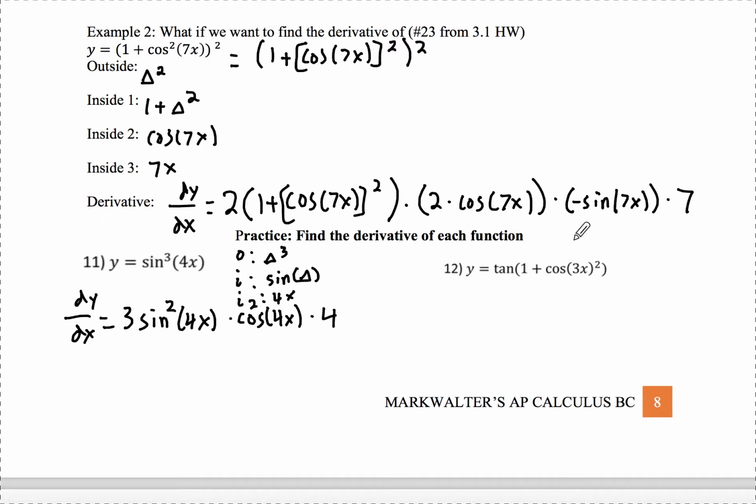All right. Go ahead and try 12 here. If it helps, label out what are your outside, inside, inside 2, inside 3, or so on and so forth for this, and find the derivative. Pause the video and try that.